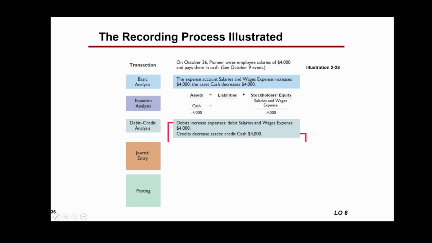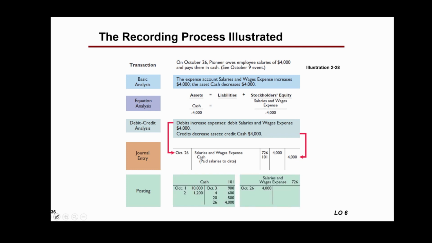So it doesn't matter whether this was rent expense, or whether this was a fee or something like that. Anything that is an expense and it increases, the company will debit that account. And the journal entry here is going to be debit to salaries and wages expense, credit to cash. After that, we post them.